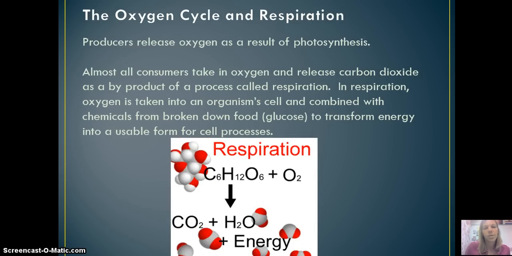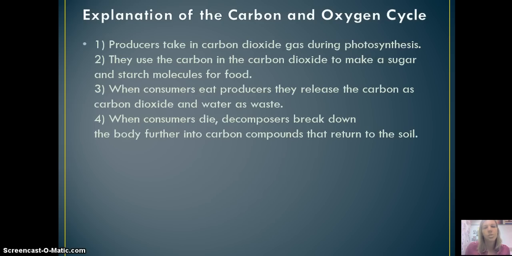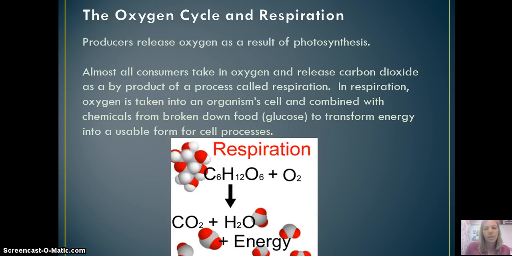I'm going to let you flip through these two slides with explanations of the carbon and oxygen cycle if you need to review them. But I think you probably have a good gist of it, but it wouldn't hurt to review.